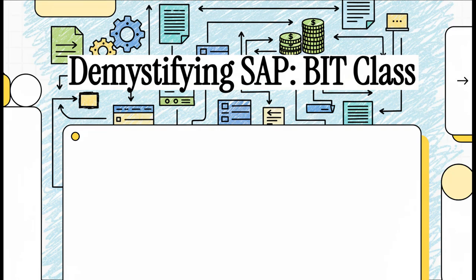All right, let's dive right in. Today, we're going to tackle a really core concept in SAP Convergent Invoicing, the Billable Item Class, or as you'll hear it called, the BIT Class. This thing is basically the engine that makes all that complex unified billing actually happen. So we're going to break down exactly how it works.